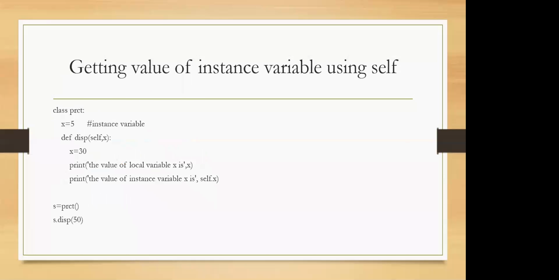So we have just executed this program to get the value of the instance variable. We passed the value 50, but on calling the function its value was changed to 30, and the instance variable value is 5. So both 30 and 5 are displayed.